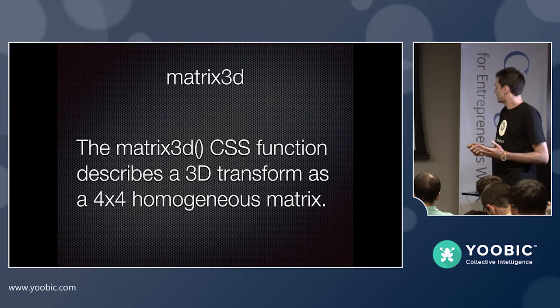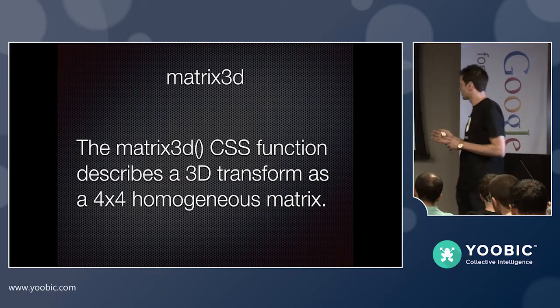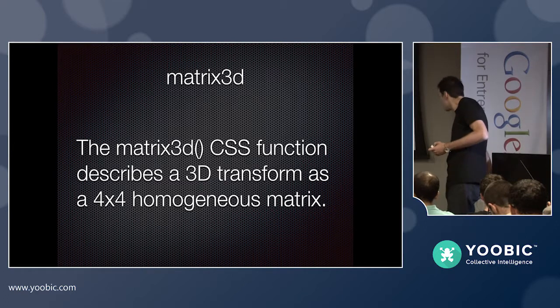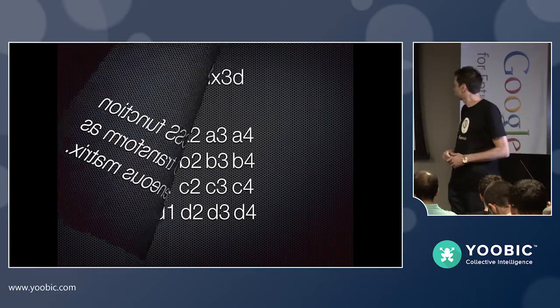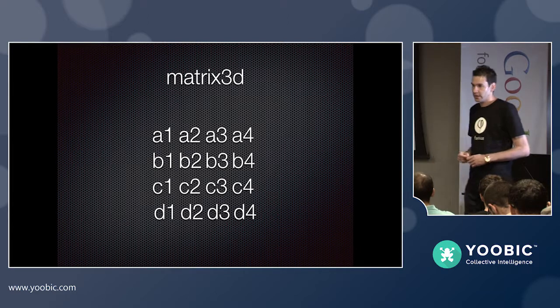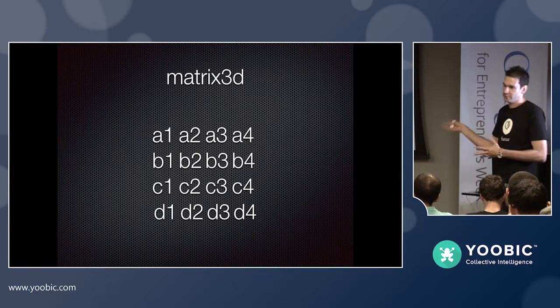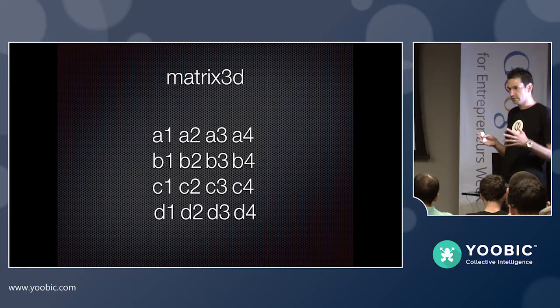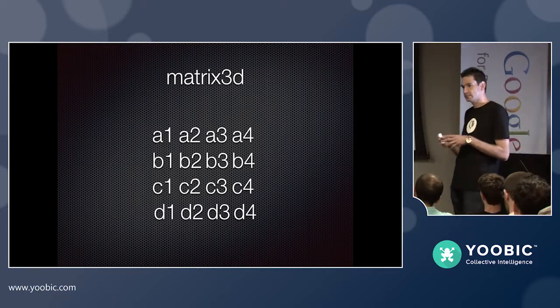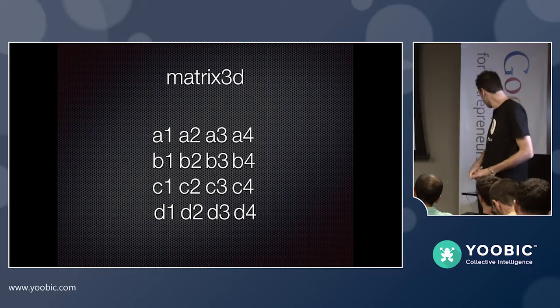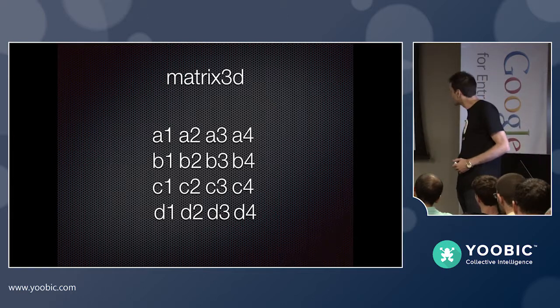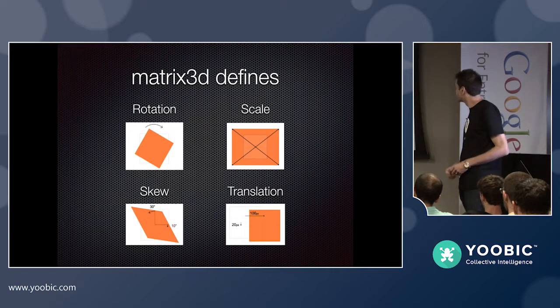It's a CSS function. It describes a 3D transform as a homogeneous matrix. It's just a matrix of 4×4 numbers, and you can describe your CSS transitions with this matrix. And you have functions in CSS that get the parameters of the matrix and create the animation for you.